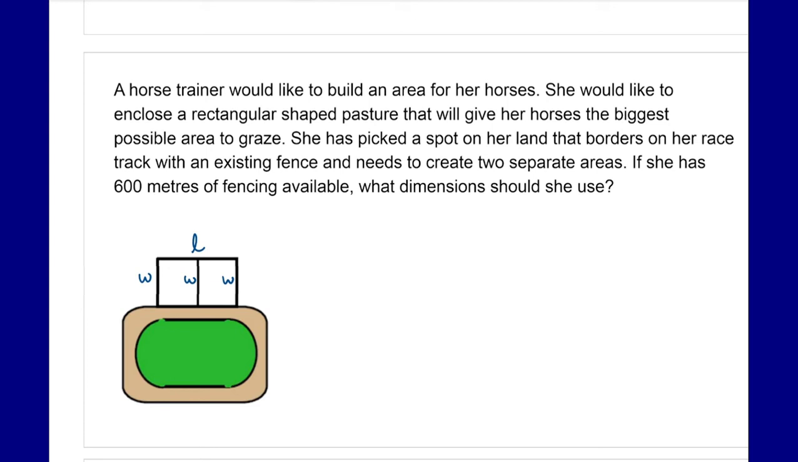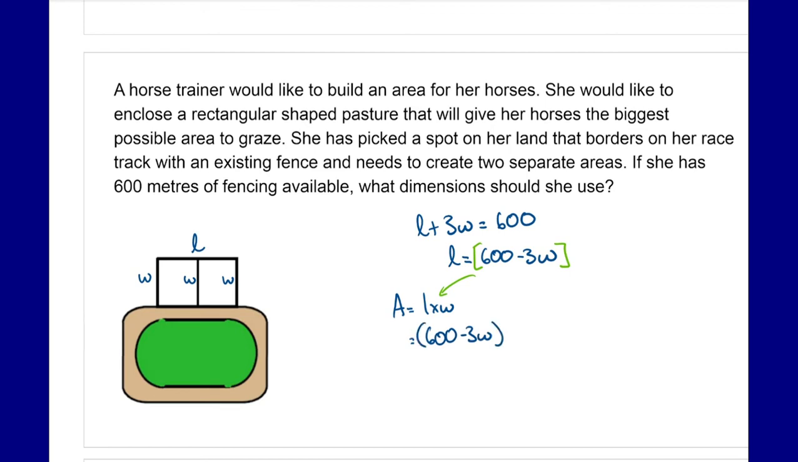So we know for perimeter, we have the length plus 3 widths has to equal 600. If I rearrange this, I could find the length, and that would equal 600 minus 3w. All I'm doing is rearranging. I can use this to help me find my area. I know the area is length times width. In this case, I know my length, so I can substitute something in to find that width. So 600 minus 3w times the width.